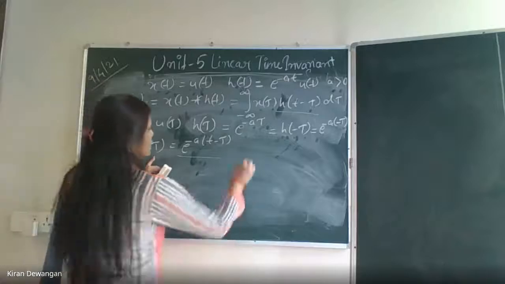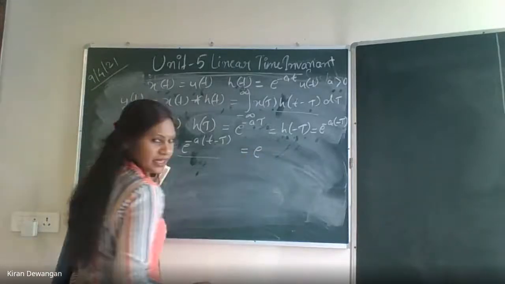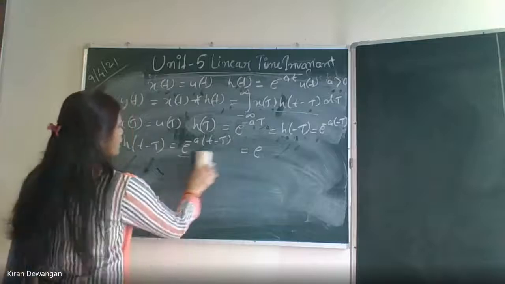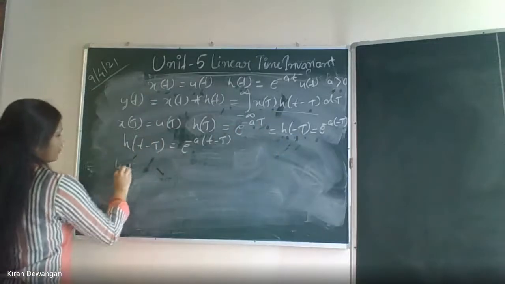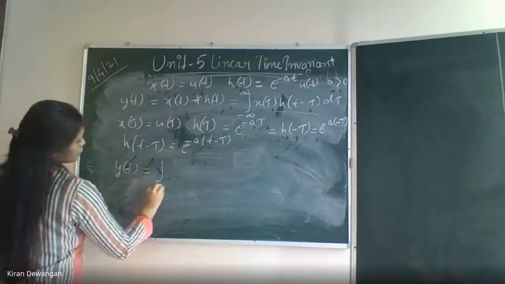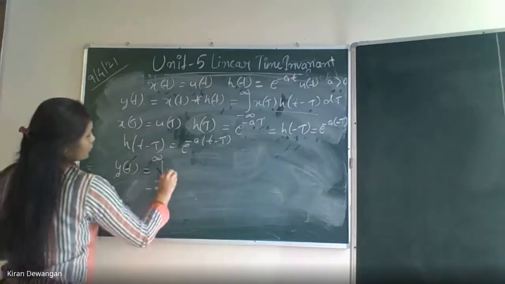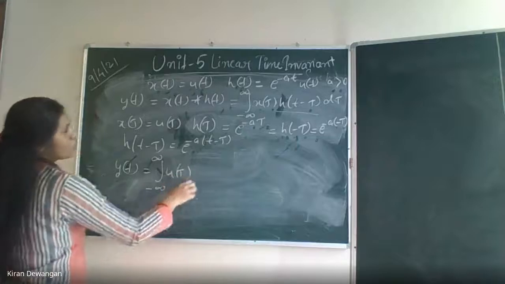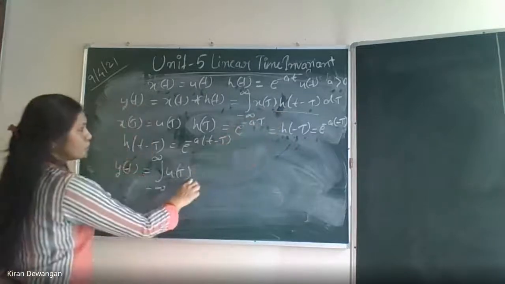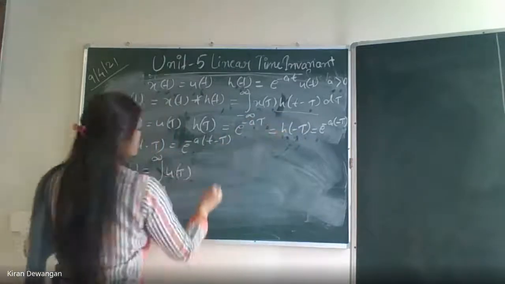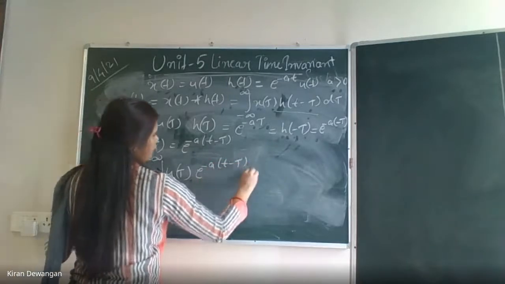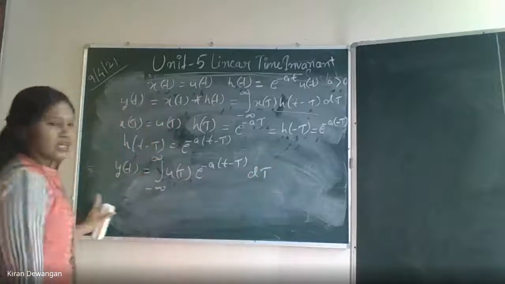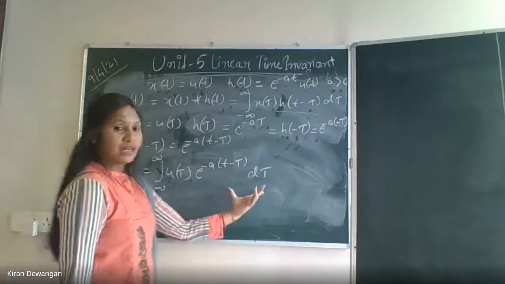Now we can directly apply this in the formula. Phi of t is the integration from minus infinity to infinity of u of tau. What is my x of tau? It is u of tau, and h of t minus tau is e to the power minus a t minus tau, d tau. So this is going to be the integration part.